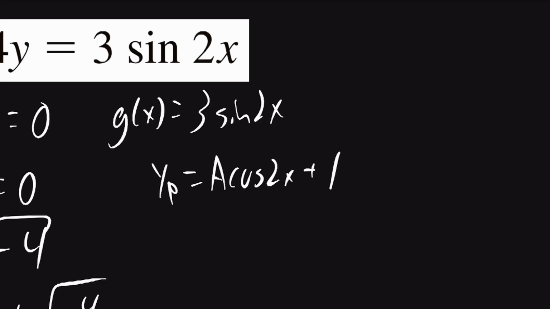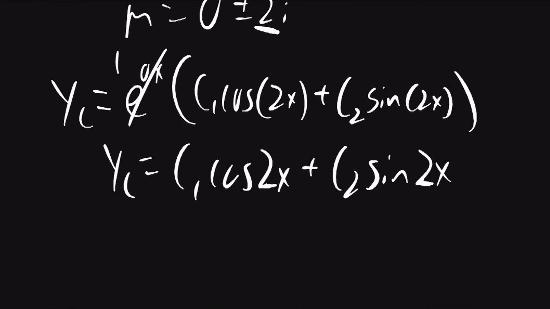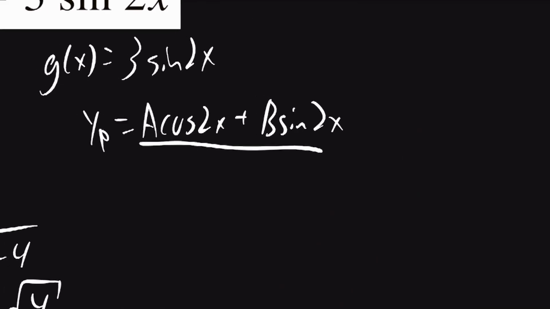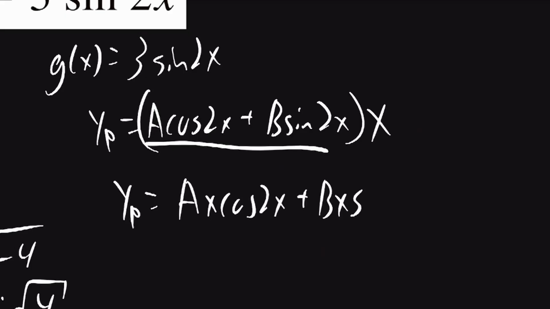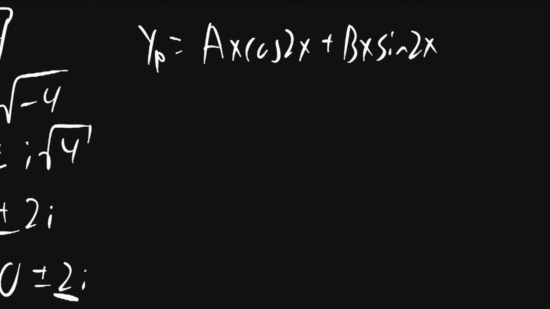g of x was given as 3 sine 2x. And if you remember, whenever we have a sine or a cosine as our g of x, yp has to include both sine and cosine. So yp will be equal to a times cosine of 2x plus b times sine of 2x. However, we already have some constant times cosine of 2x and some constant times sine of 2x as our solutions for yc. So we have to fix this. To fix this, all we have to do is multiply with an additional x. So yp is going to be equal to a times x times cosine of 2x plus b times x times sine of 2x.